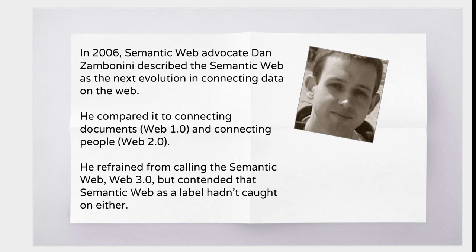In 2006, Dan Zambonini described the semantic web as the next evolution of the web, connecting data. So if you think about this progression, he said that with Web 1.0, we were connecting documents. With Web 2.0, we were connecting people. And he didn't exactly say that the semantic web was Web 3.0, but he contended that the semantic web was a web connecting data, and that term had not caught on either. So let's take a look.